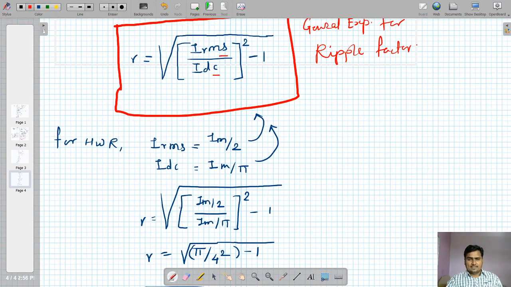Now for the full wave rectifier, IRMS is equal to Im by root 2. Just now we have derived it. And what is the value of IDC? IDC is twice Im by pi. You remember we have derived this. These values for the full wave rectifier we have already derived. Now put these values in the above equation. Here, instead of half wave rectifier, let me correct it and write full wave rectifier. Now the values of IRMS and IDC are with us. Put these values in the above equation, then the equation becomes Im divided by root 2, divided by twice Im divided by pi.